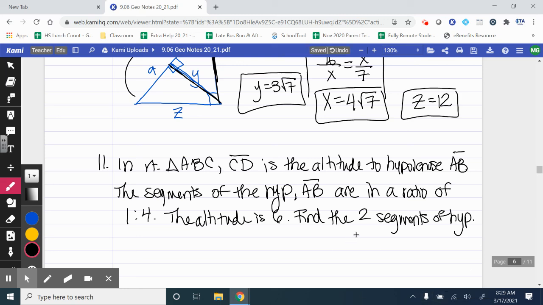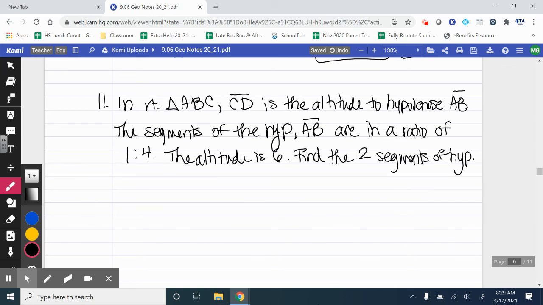Okay, so this one, I'm not giving you a picture, just all this information. I want you guys to pause the video, draw your picture, and then see if you can set it up and solve. All right, so we should have triangle ABC. We know it's a right triangle, and we know that CD is the altitude drop to hypotenuse AB. So we know CD is the altitude, and the hypotenuse is AB. So I know the hypotenuse is AB, which means this must be C, and the altitude is CD, so this point must be D.